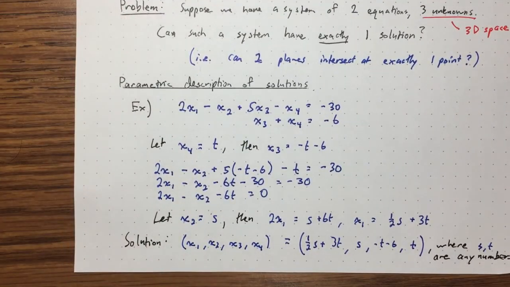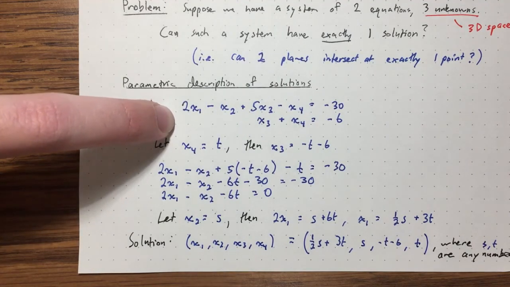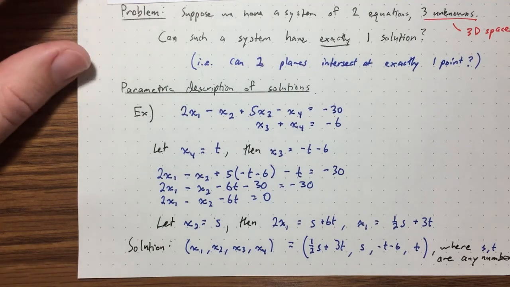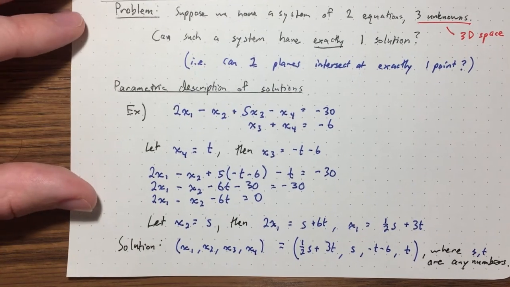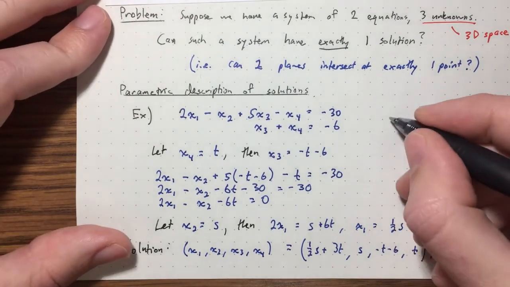Great. Okay. One last question for you. Is this system consistent or inconsistent? Okay. Do you remember that definition? So a system is consistent if it has at least one solution. Does this have at least one solution? Sure does, right? It has infinitely many solutions, right? Because we can pick any values of s and t and get a solution. So yes, this is consistent. So let's write that down. This is consistent.